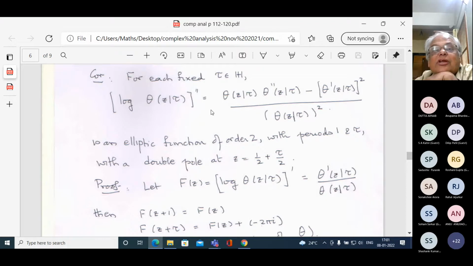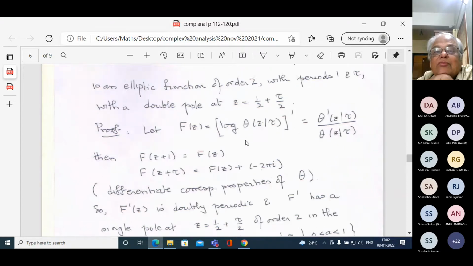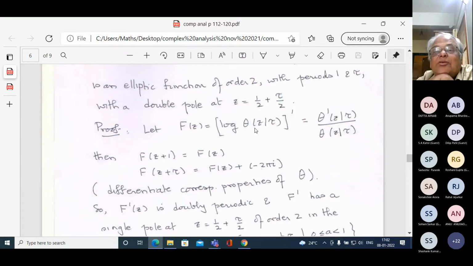And the next statement is that if you take log theta, its second derivative, the expression is this. Okay. Obviously, it's going to have double poles. It's going to have double poles at the zeros here. But these things, okay, f of z is equal to log theta z prime, which is theta prime over theta.